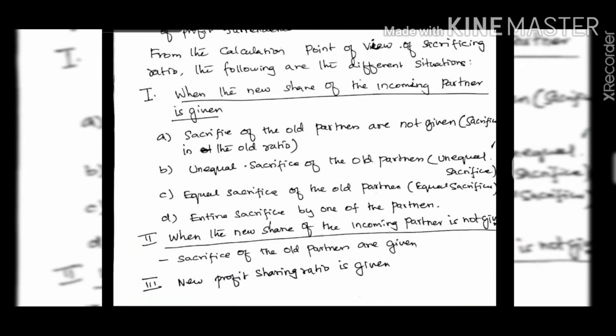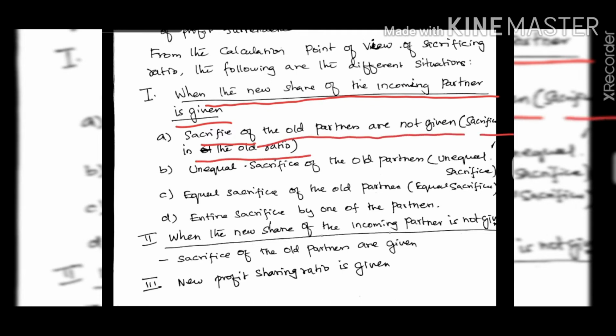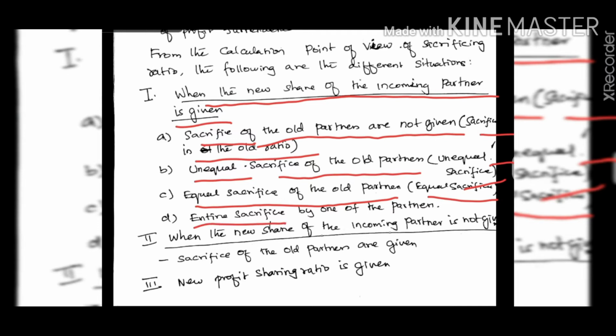First situation: when the new share of incoming partner is given, and sacrifice of the old partners is not given, then the sacrifice is in the old ratio. Unequal sacrifice of old partners, then unequal sacrifice. Equal sacrifice of old partners, then it is equal sacrifice. Entire sacrifice by one partner. So these are the different situations that come under heading number 1, whereas we'll move on to number 2.